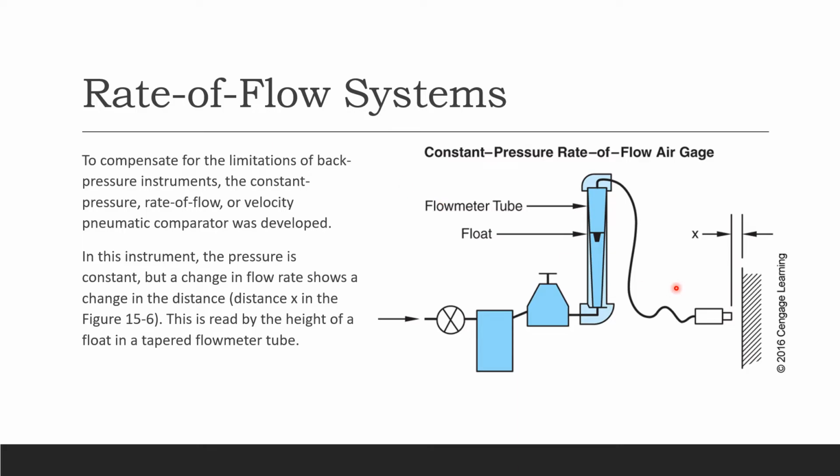In this constant pressure rate of flow air gauge, the conduit pressure, right here, remains constant. So changes in x right here alter the rate of flow. This is read by the height, again, of the float in a tapered flow meter tube. Right here, this little height, and then you can read the readings from your dial.